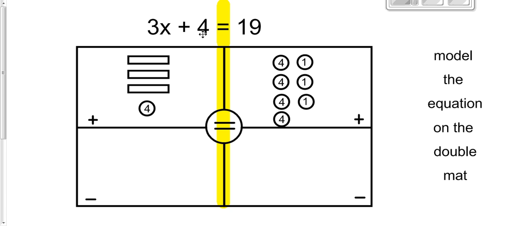So because I had 3x plus 4, I did 3x tiles and a 4 tile. Everything's positive, so it's all in the positive section of my mat. On the right side of the double mat, I'm going to represent the 19. Notice that I broke it up into four tiles. 4 times 4 is 16, plus 3 singles. 16 plus 3 makes 19. Remember, it's always smart to try to make matches, because you know that eventually you're going to cross out 0 pairs.